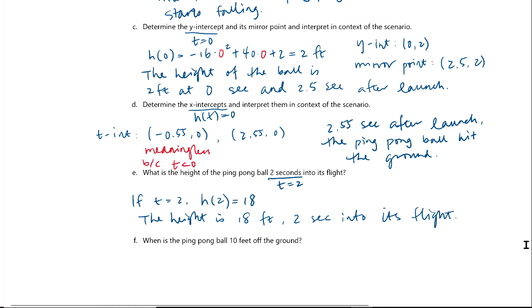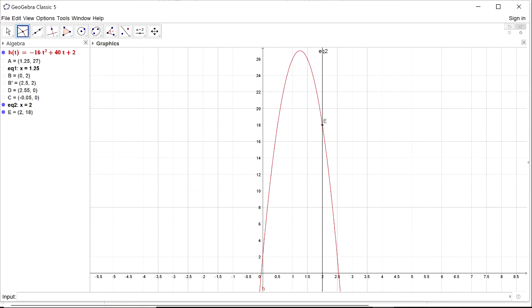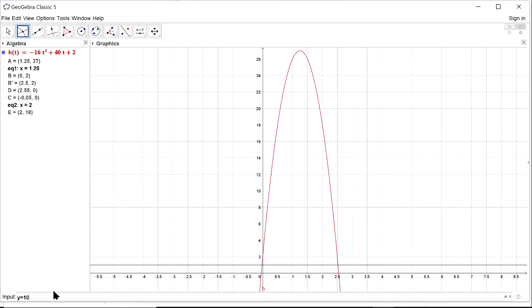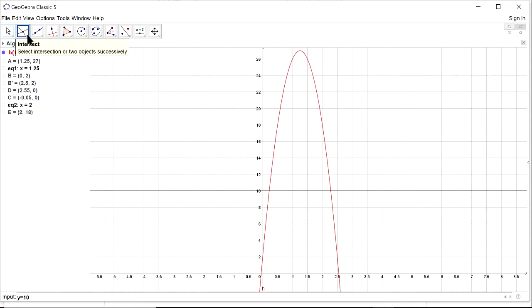Lastly, if we want to find when the ping pong ball will be 10 feet off the ground, that's when we know the height. So if we know the height already, that tells me h of t is equal to 10, or you can think about the y value on our graph is equal to 10. Going back to GeoGebra, again going to hide the other distracting points. So if I want y equal to 10 feet in this scenario, that's what we need to graph. And then if I want to find the intersect, I can again select the 2 points that they intersect at over here. I have the points G and H.